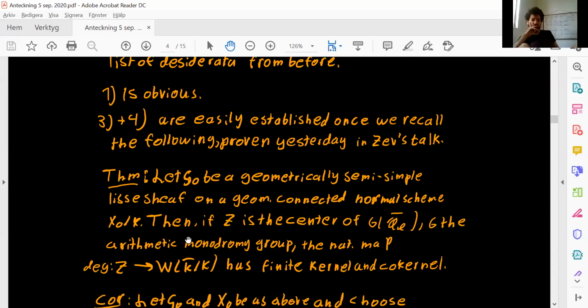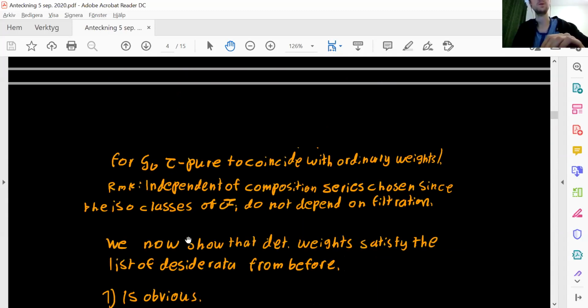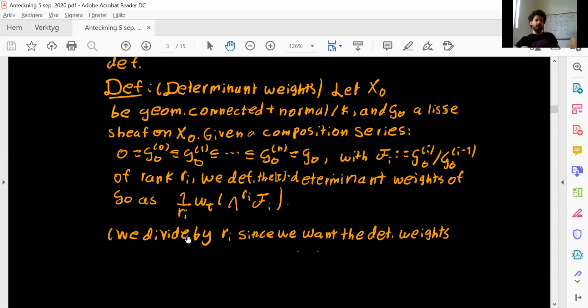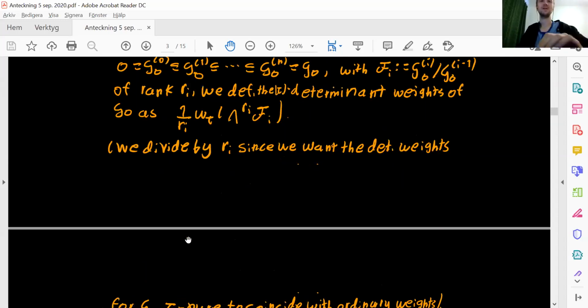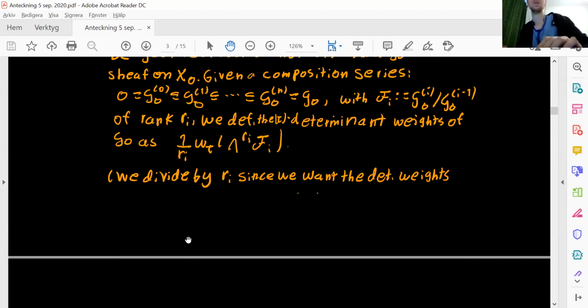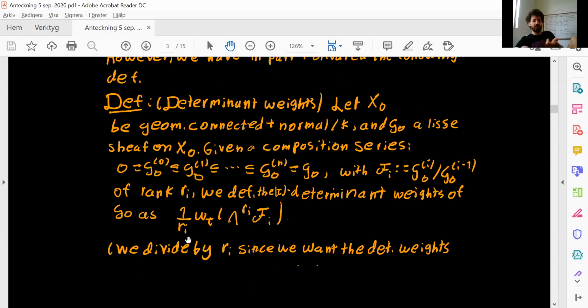Thanks. Magnus, another question. So in the definition of determinant weights, we asked that they are geometrically semi-simple? No, that's not something we ask. No, geometrically irreducible, I meant. No, I think that's not what we're doing. I think we just take any lisse sheaf. I mean, the composition series has quotients which are irreducible or geometrically irreducible. That's the question. Oh, I see what you're saying. I think we just take irreducible. Okay. That's my impression.